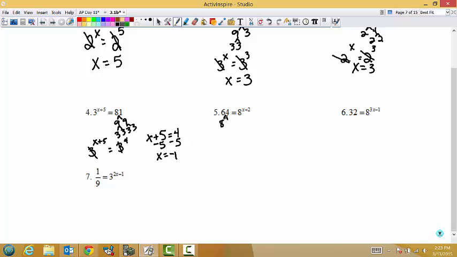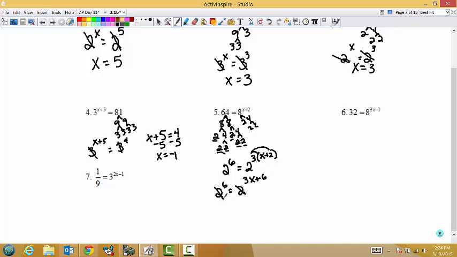So if I had not realized that 64 was 8 times 8, I could have gone all the way down: 2 and 4, 2 and 2, 2 and 4, 2 and 2. So that's 1, 2, 3, 4, 5, 6 twos. So that's 2 to the 6th. And then 8 is 2 to the 3rd, to the x plus 2, and I just distribute my 3. So it would have been 2 to the 6th equals 2 to the 3x plus 6. So 6 equals 3x plus 6, and then finish it. 0 equals 3x, 0 equals x.